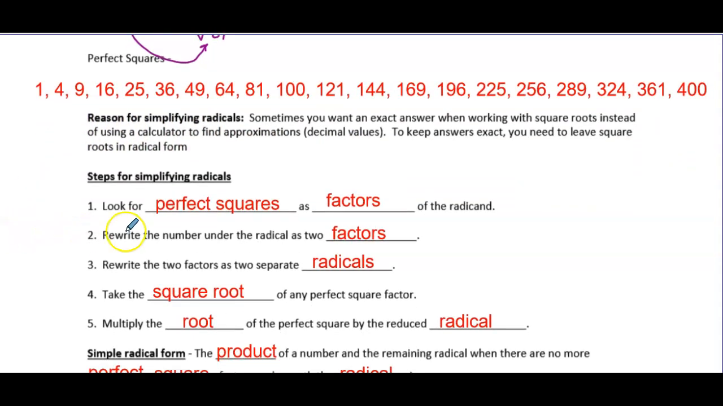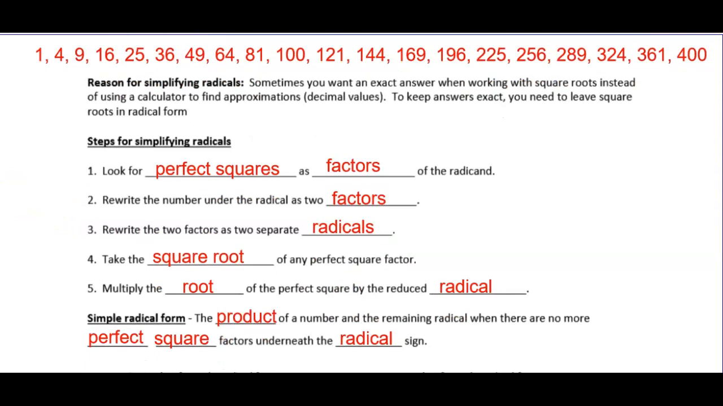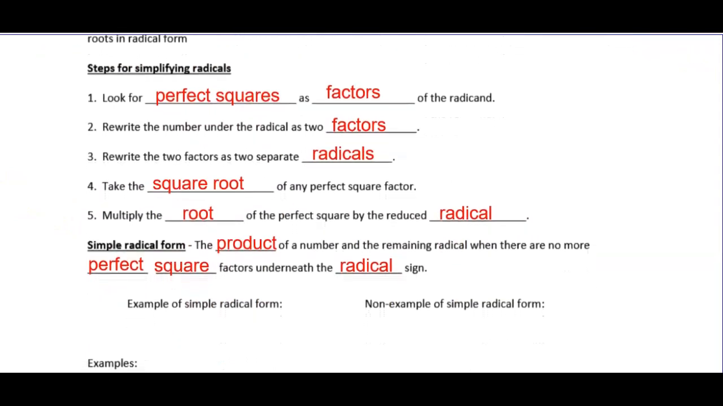Procedure here is to look for perfect squares as factors and rewrite the number under the radical as 2 factors. So we just split a number into 2 different factors. You rewrite them as 2 separate radicals. Then you take the square root of any perfect square factor and you multiply that root by the reduced radical. So you end up with a root and a non-root.